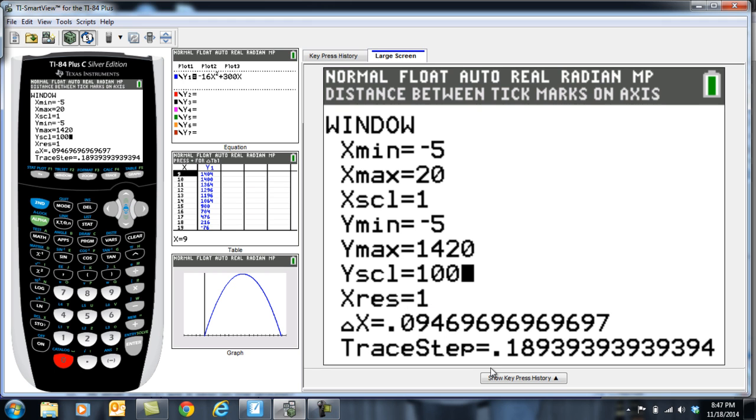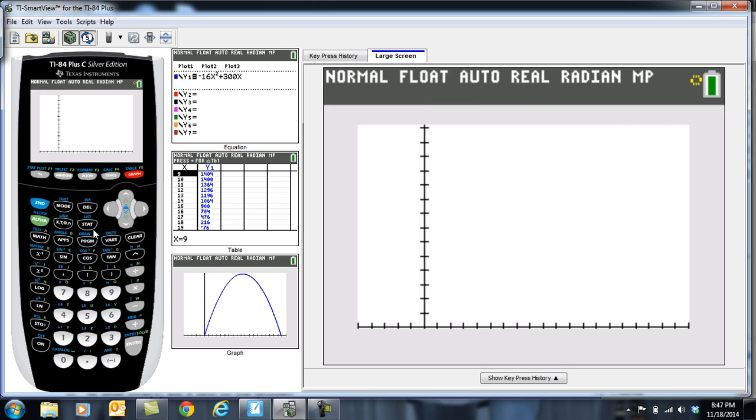Now these other numbers, we're not going to worry about them right now. We're going to leave them alone because we're not going to do anything with them. Later in the year we might, but for today I've set my window. If I graph this now, you should be able to see the entire parabola. We would not have been able to see the whole thing before, which is why we had to go set the window. So now you can see the whole parabola. You can see it goes up and it comes back down.